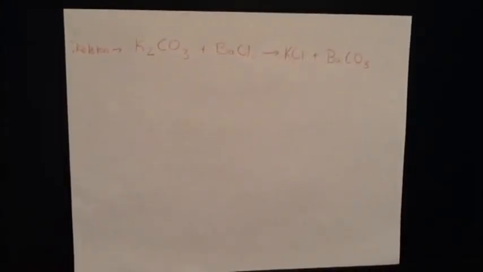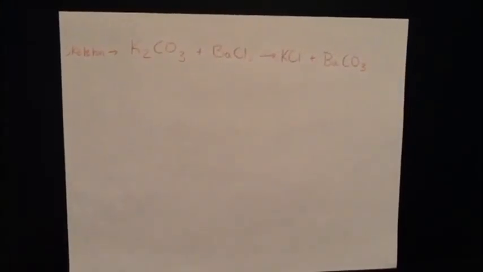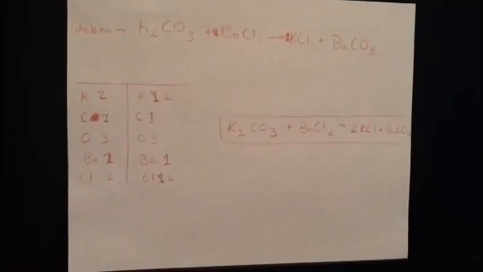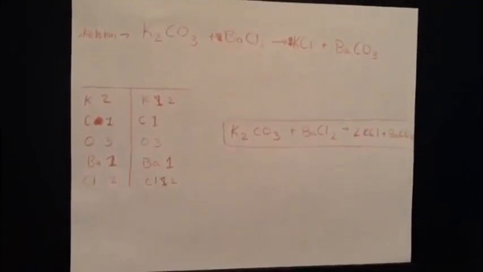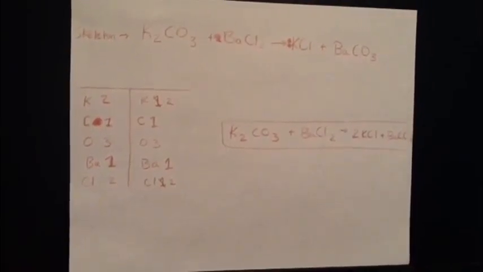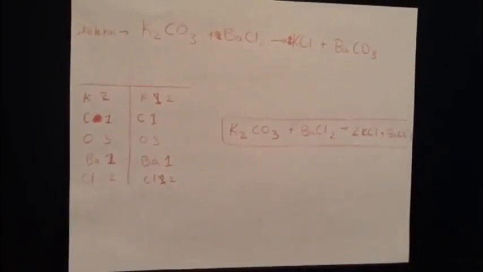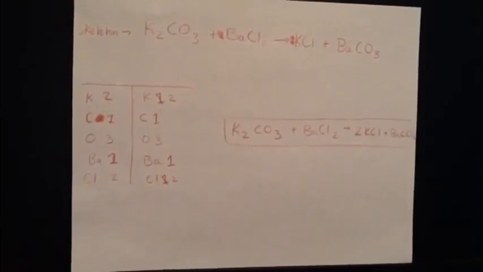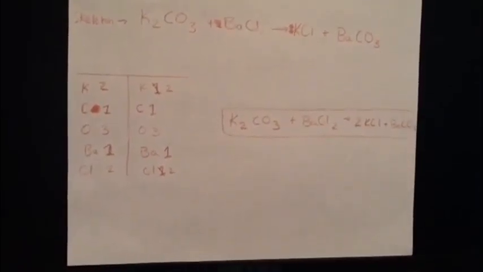To solve a double displacement equation, you start off by writing the skeleton equation. Then you set up a T-chart and count how many elements are on each side. By doing this, you can figure out how many each side needs more of, and then you can get the final balanced equation.